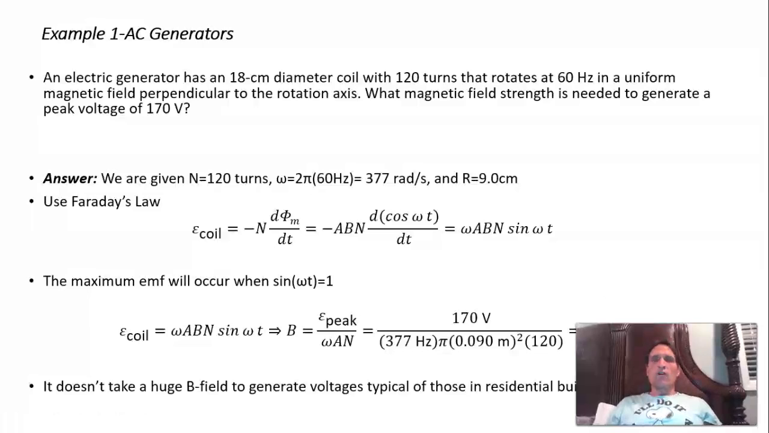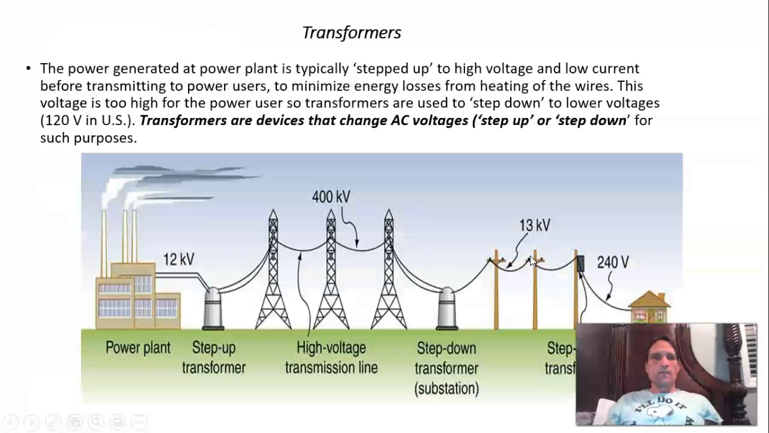Okay, that's how strong of a magnetic field you need to generate a 170 volt peak sine wave, given the coil dimensions here. And this isn't a huge value for magnetic fields, so you can generate pretty large voltages with pretty moderate magnetic field strengths in a decent sized coil. Okay, so you should again be able to apply this on an exam.